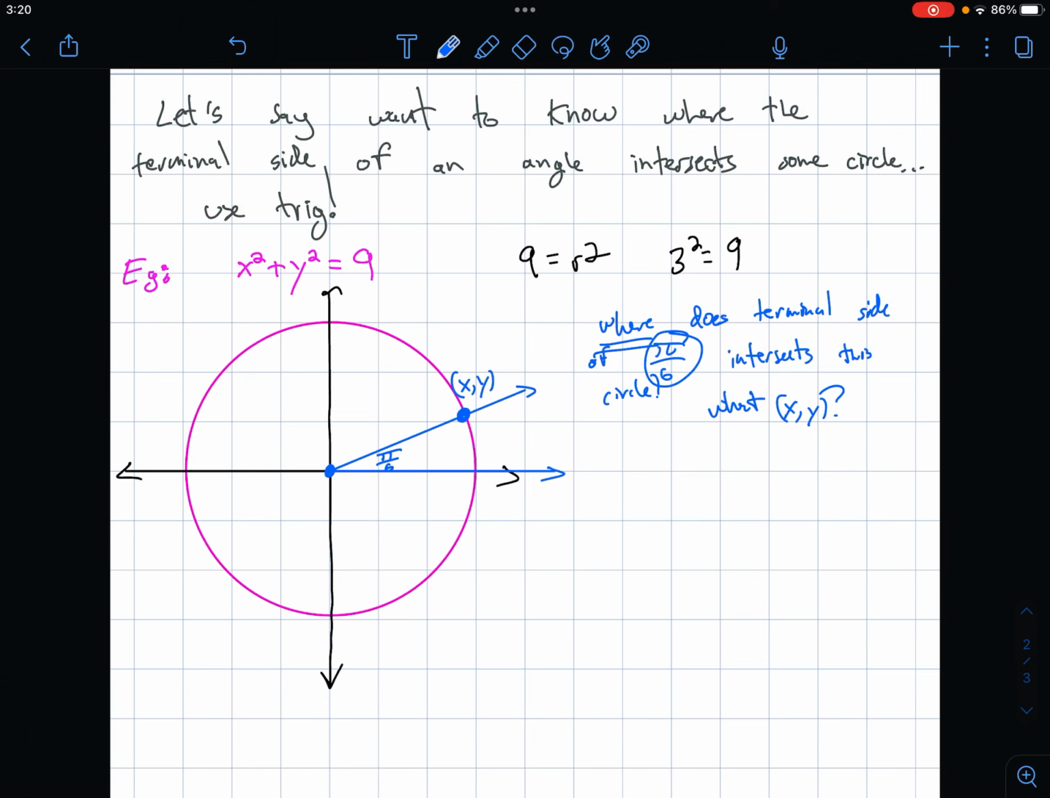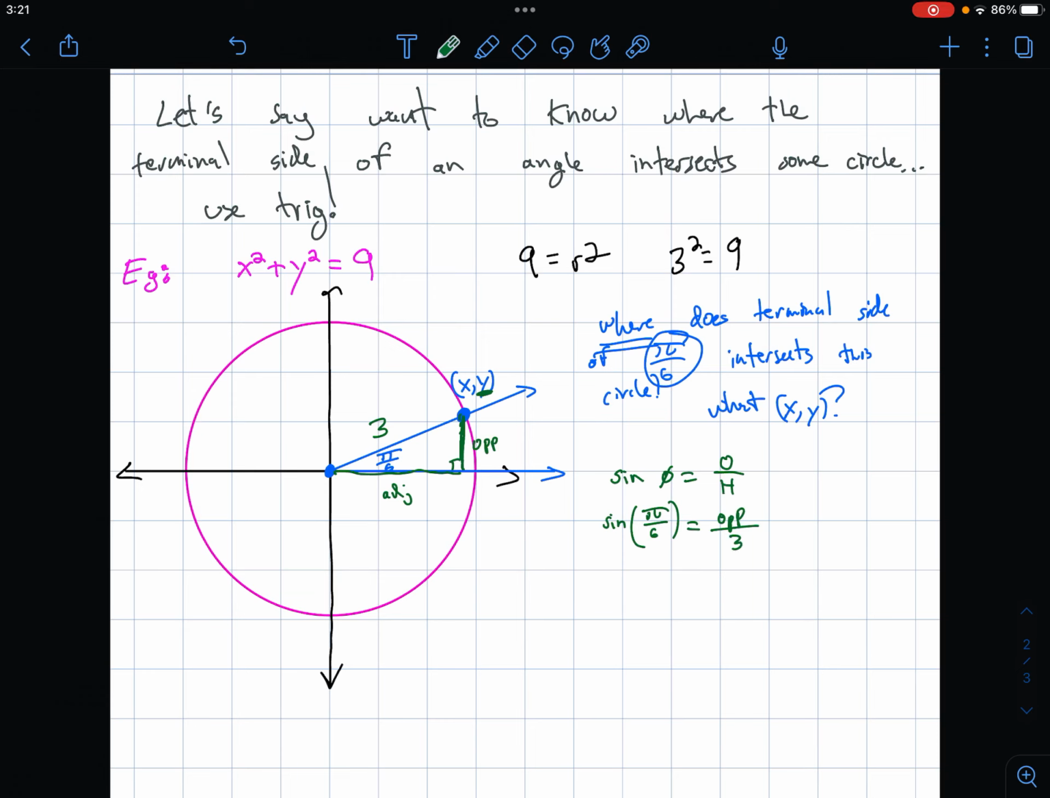And so we know some information here. First of all, we know that we can create a right triangle, because that is really our best friend and one of our best tools. We know that the hypotenuse of this right triangle must be 3. We know that the opposite is basically just going to be the y coordinate, and that the adjacent is just going to be the x coordinate. So I can actually use trigonometry to figure out what x and y must be. I could say that sine of theta is equal to the opposite over hypotenuse. In this case, my theta is pi over 6.